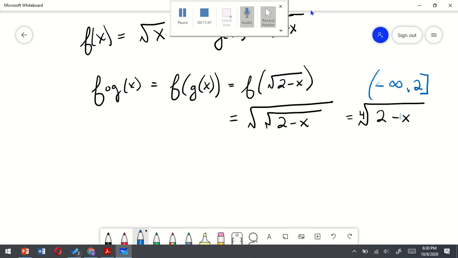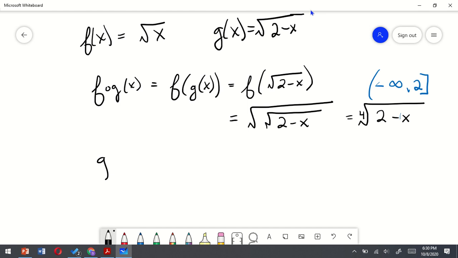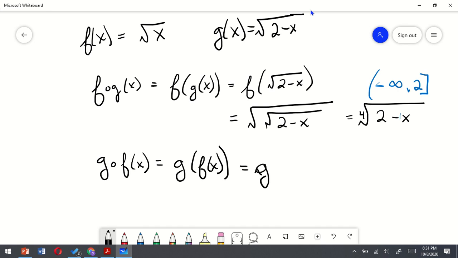Okay, how about if we try and compute, let's say, g of f of x. That's take g and plug in f of x. Okay, well, f says square root of x. So anywhere for g that there's an x, you plug in square root of x. Okay, I could do that. That says then that we have the square root of 2 minus the square root of x, rather than just x.